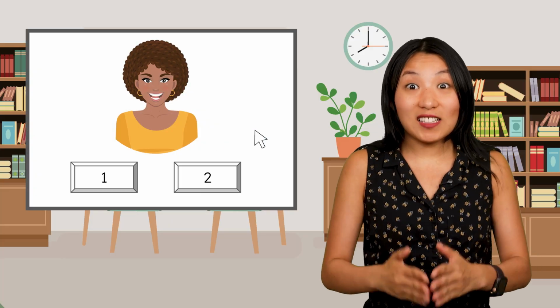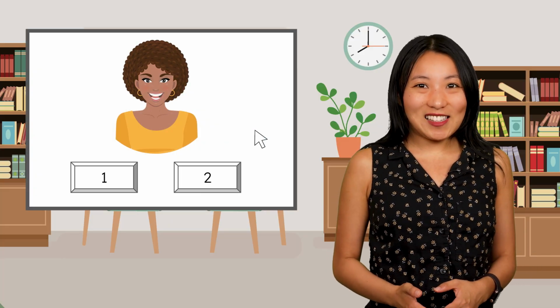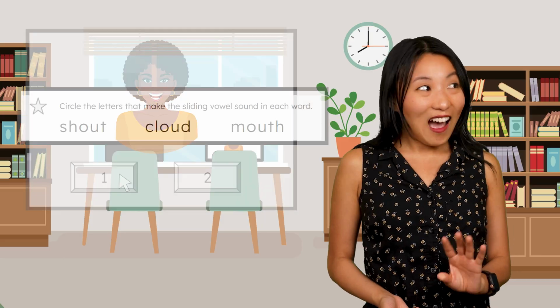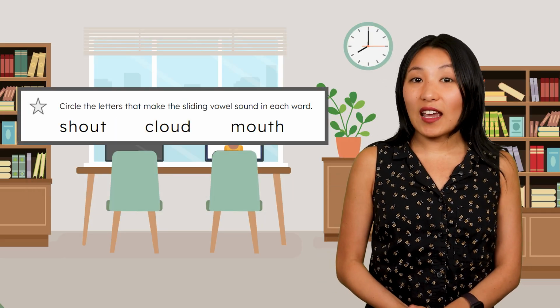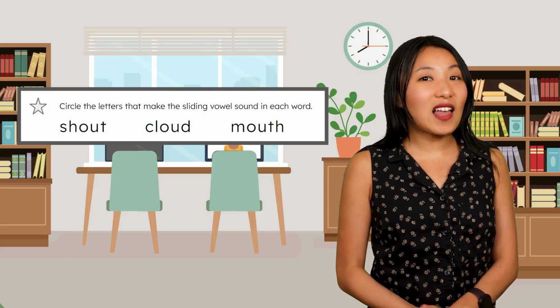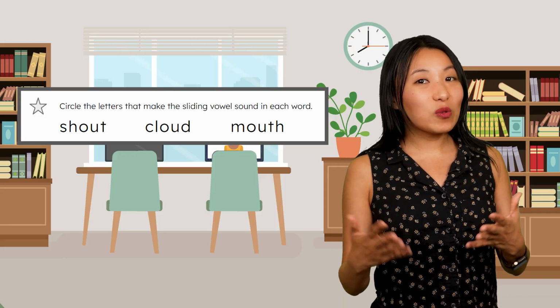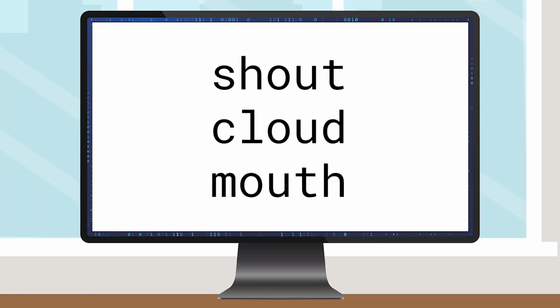There are two buttons here. I wonder what that means. Let's click on one. It's a word list. Get your guided notes ready and circle the letters that make the sliding vowel sound ow in these words. Shout, cloud, mouth. What letters did you circle? If you circled OU, you spotted the ow sound.